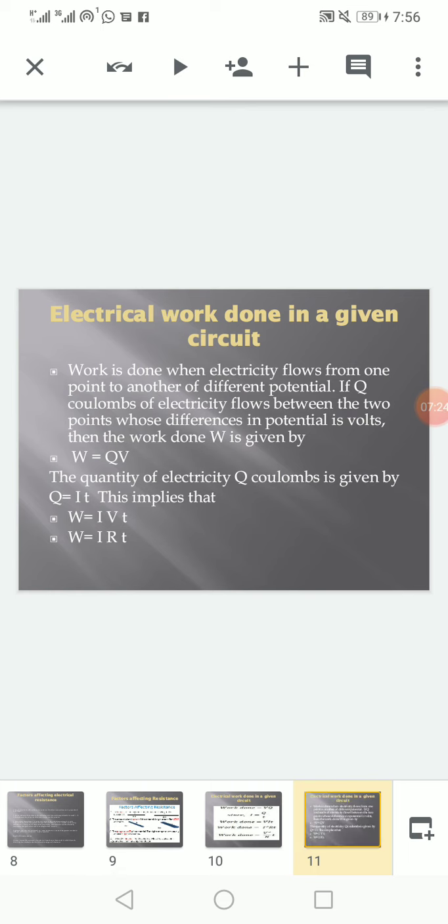So work is done when electricity flows from one point to another of different potential. If I ask you, when is electricity said to perform work? The answer is: work is done when electricity flows from one point to another of different potential. This slide also explains the steps involved in deriving the 3 equations I mentioned in the previous slide.